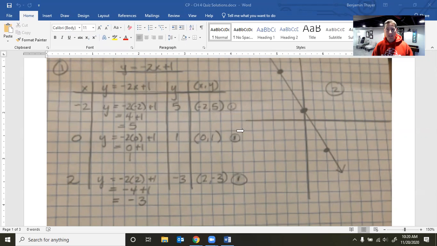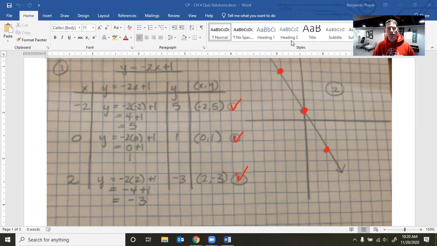The purpose of making a table is so that you can get these coordinates right here, and you can plot these points on your graph. So there's your (0, 1), there's (-2, 5), and there's (2, -3), and then you would draw a line through your points with arrows at either end.